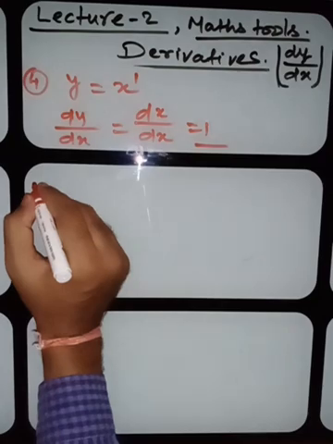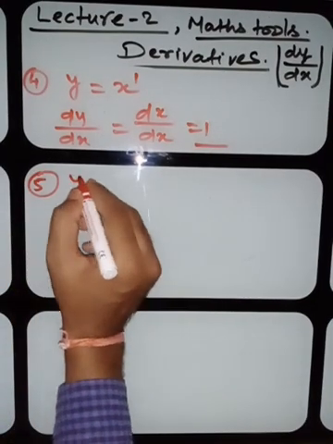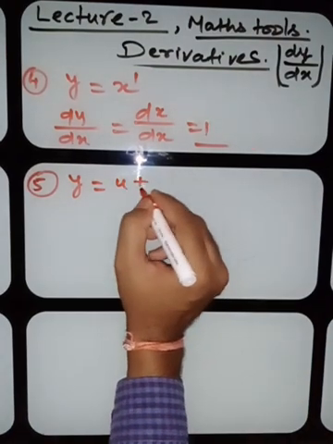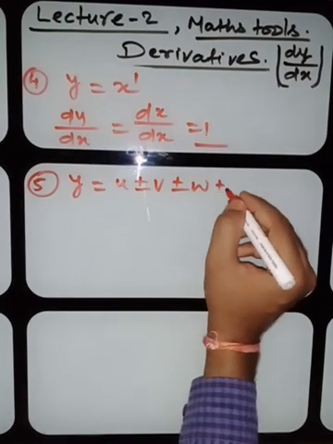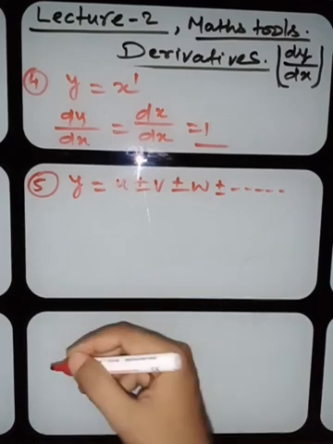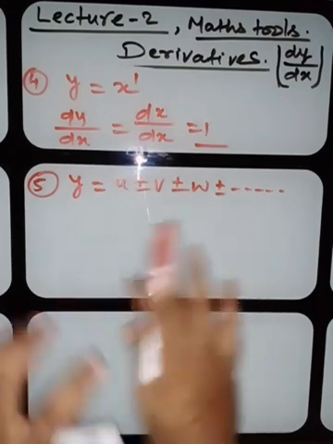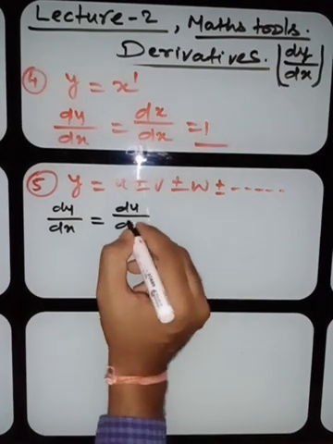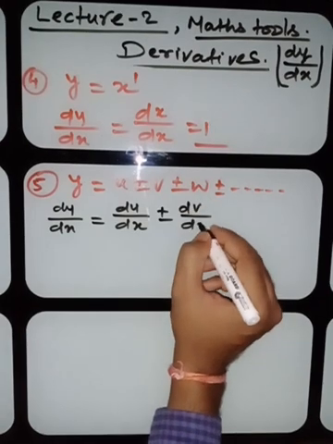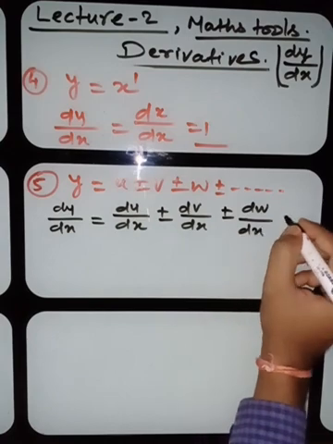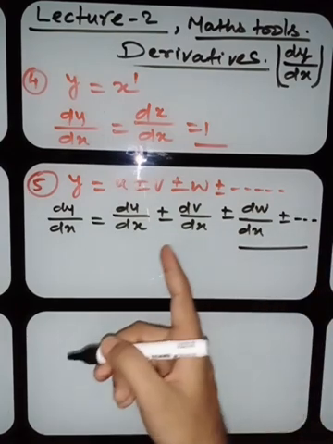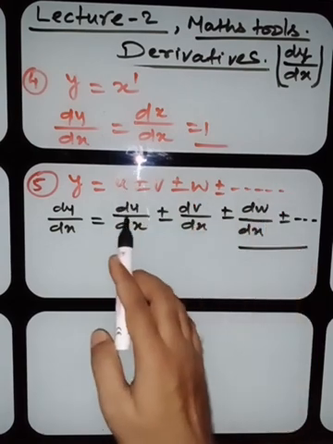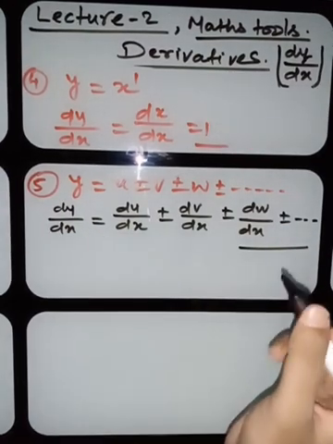Now the fifth one. This is interesting. You will find something challenging to do. If any function is in the form of addition or subtraction, like u plus or minus v, plus or minus w, and plus or minus several other functions, then what will be the differentiation? Remember, my dear students, that these u, v, w are all functions of x. Then dy by dx will be written as du by dx plus or minus dv by dx, plus or minus dw by dx, and so on. If you have a number of functions, it is very simple. You differentiate each function, keeping the plus or minus: if it is plus, put plus; if it is minus, put minus.